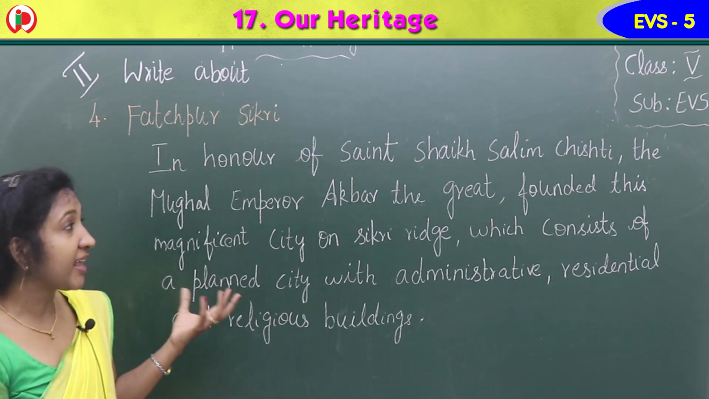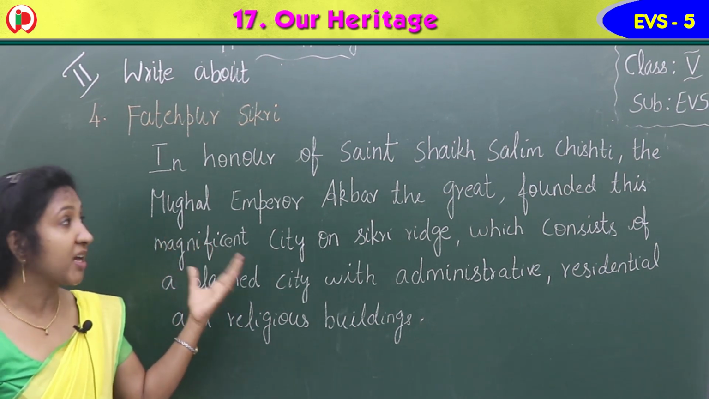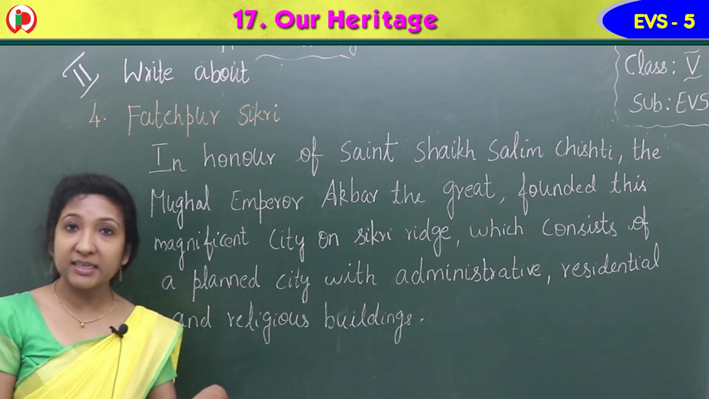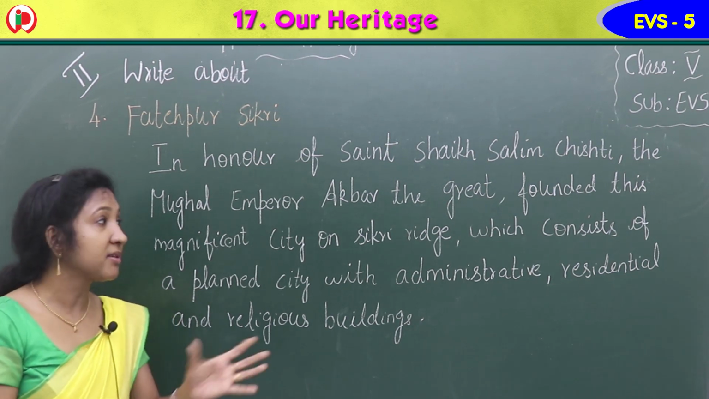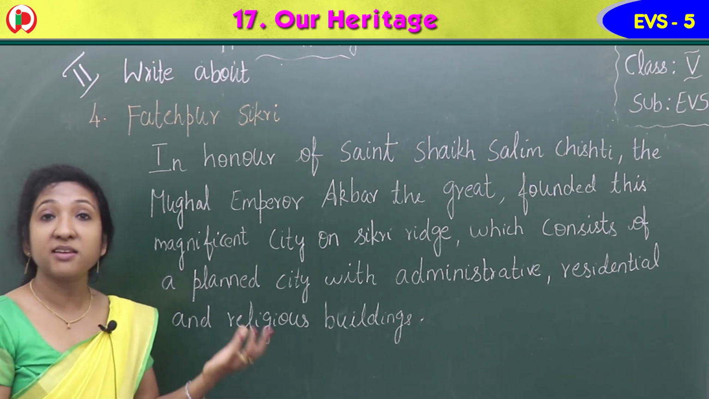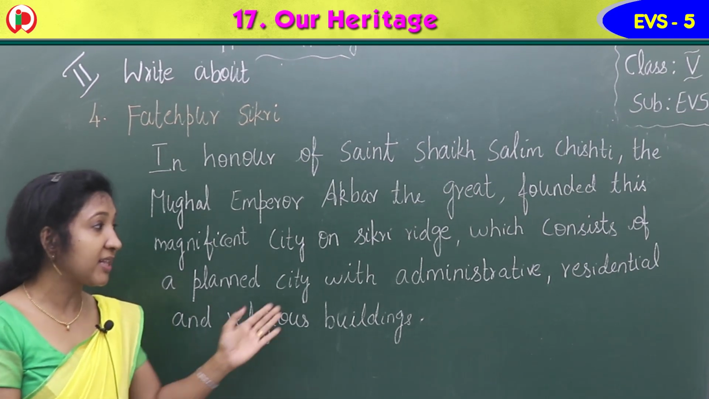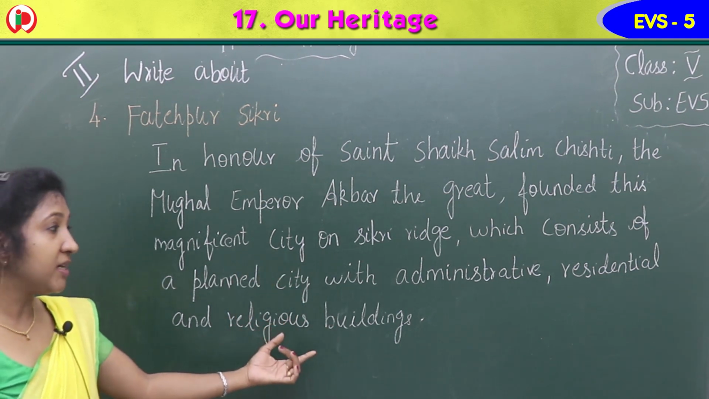In honor of Saint Sheikh Salim Chishti, the Mughal Emperor Akbar the Great founded this magnificent city on Sikri Ridge, a rock ridge full of rocks, which consists of a planned city. It is a well planned city with many buildings like administrative, residential and religious buildings.